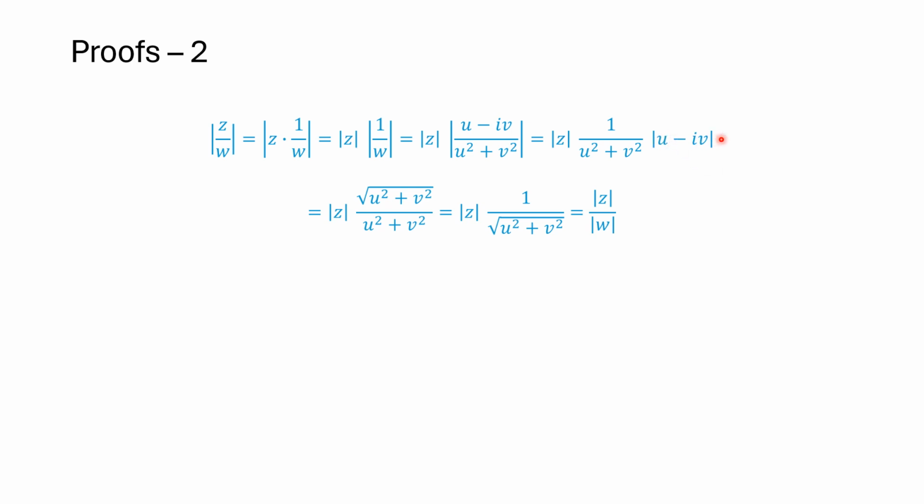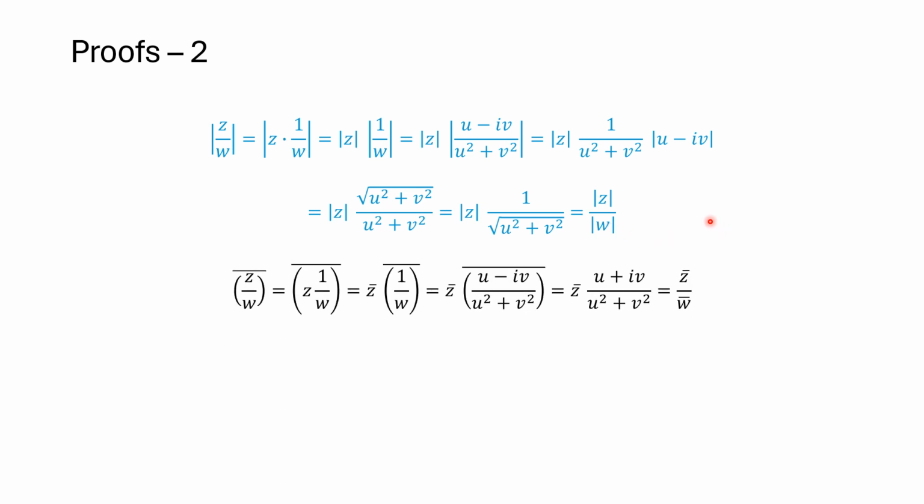Then we take the modulus of u minus iv, which is the square root of u squared plus v squared, which we can divide into the denominator. And then we have this expression here. And of course, what's in the denominator is the modulus of w. So we've proven this identity.